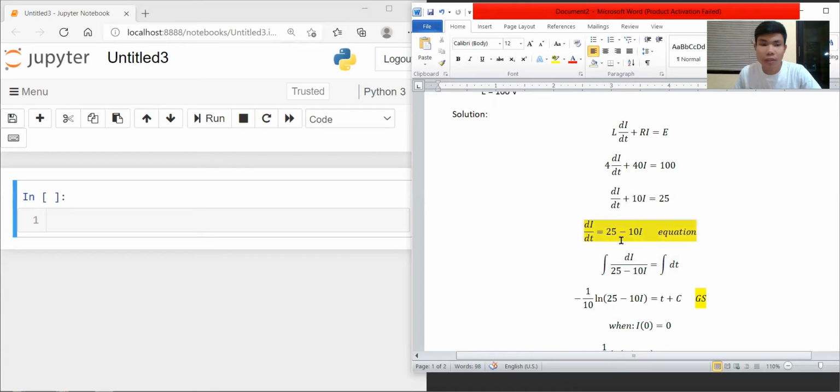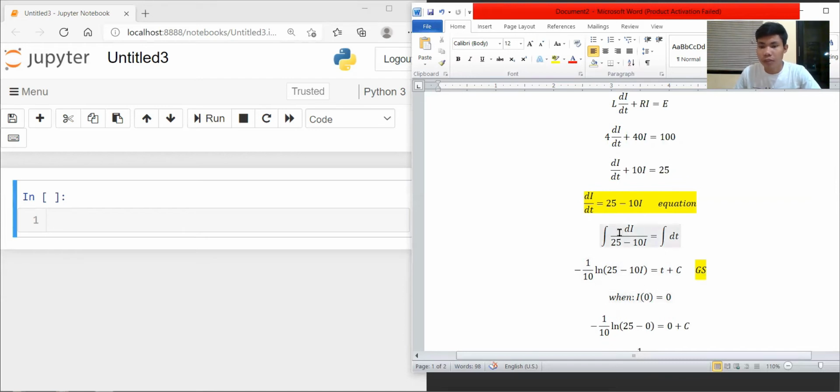So after we derive it into general form, we integrate it, but first we have to transpose and group the same variables together. So we group di over 25 minus 10i. So integral of this one and integral of dt. After we get the integral of both sides, we will get negative 1 over 10 ln of 25 minus 10i is equal to t plus c. That is the integral we get. So this is now our general solution.